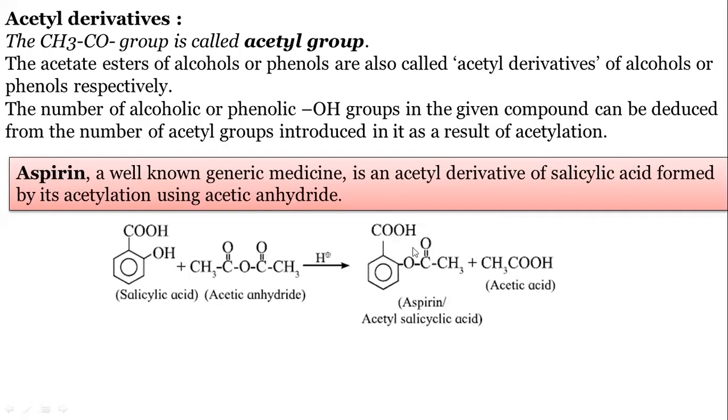This is the aspirin drug. Aspirin is a well-known generic medicine used as an antipyretic. Remember, it is asked for 1 mark in the exam. Very, very important, make a star there. How is aspirin prepared? Aspirin is prepared by using salicylic acid and acetic anhydride. We get the acetyl group here, CH3CO group. As many OH groups as there are, that many acetyl groups will be prepared in the reaction. Remember, this is a very important thing in this reaction. So these are called acetyl derivatives.